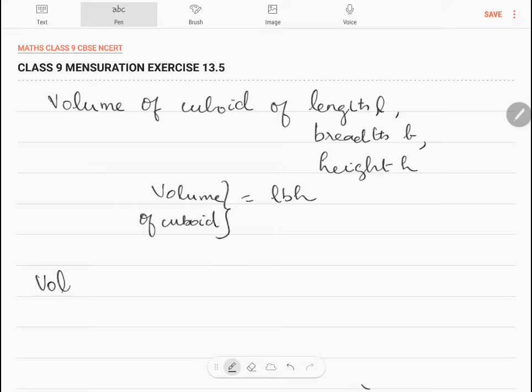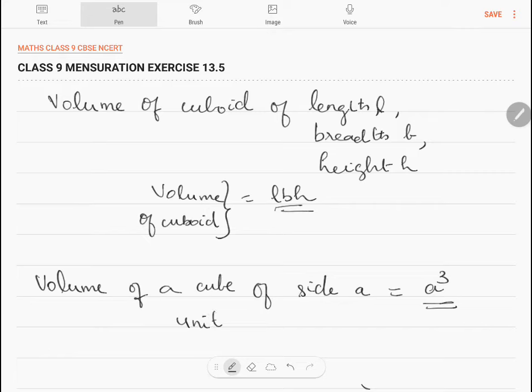Now the volume of a cube of side A is A cube. So this is the volume of a cuboid, and this is the volume of a cube. And the unit for volume is always cubic units.